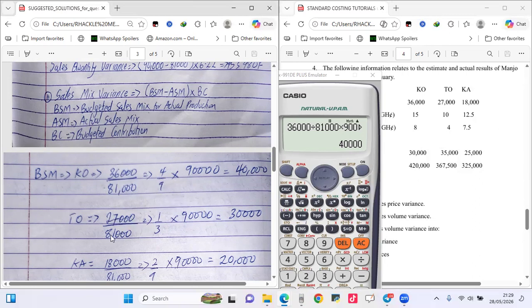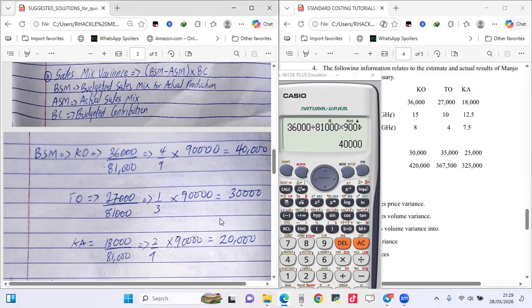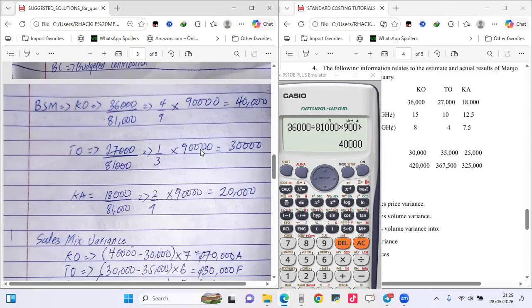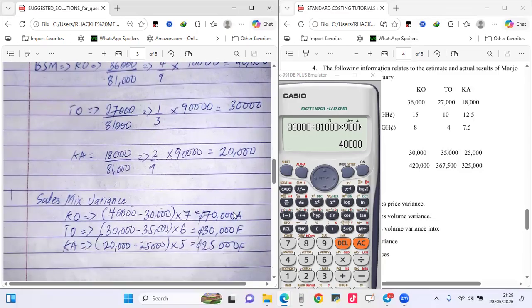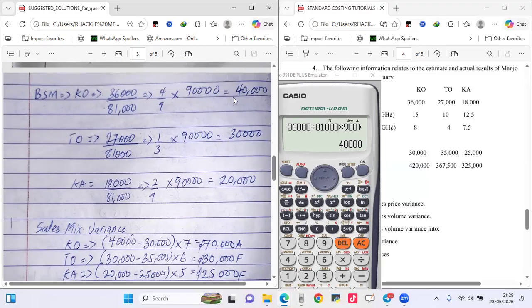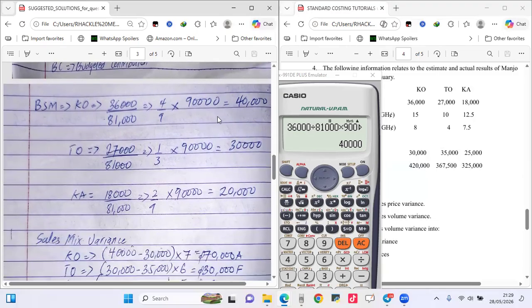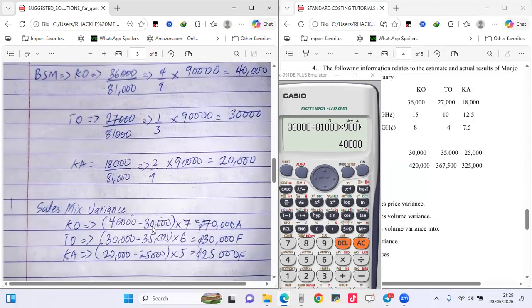So this one has 27,000 over the total budgeted listing times the total actual listing, right? So we do it and we get a total for all of them, right? Then we now come and do the sales mix for them. So now we take the first one, the one that we computed, budgeted sales mix, 40,000 minus 30,000, which is the actual, right? Minus the actual times the budgeted contribution, as usual.